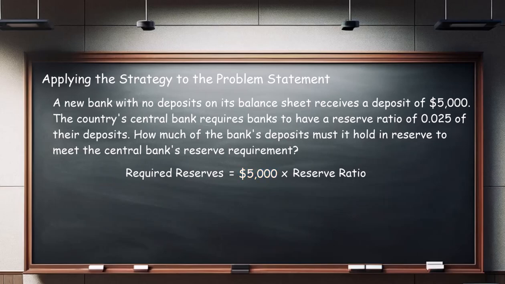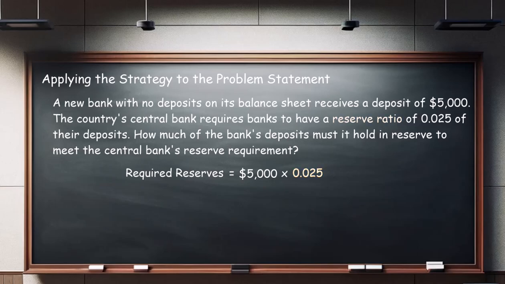3. From the problem statement, locate the reserve ratio and substitute it into the formula. In the problem statement, the central bank has set the reserve ratio to 0.025. So, let's substitute 0.025 from the problem statement into the formula for the reserve ratio.